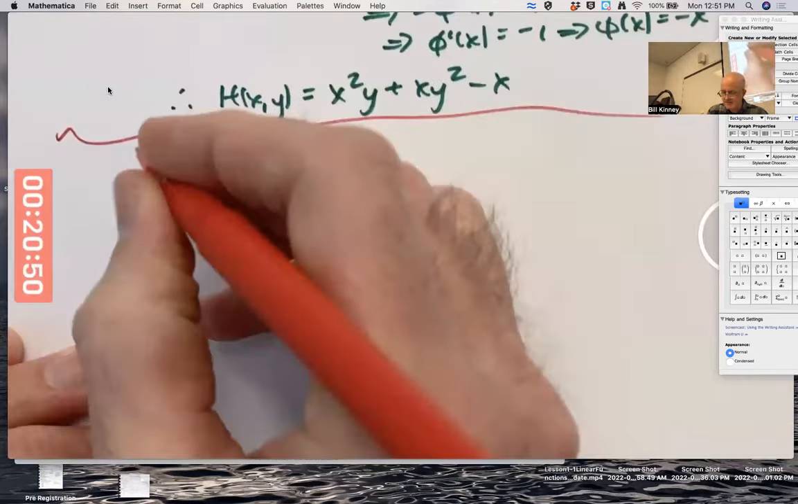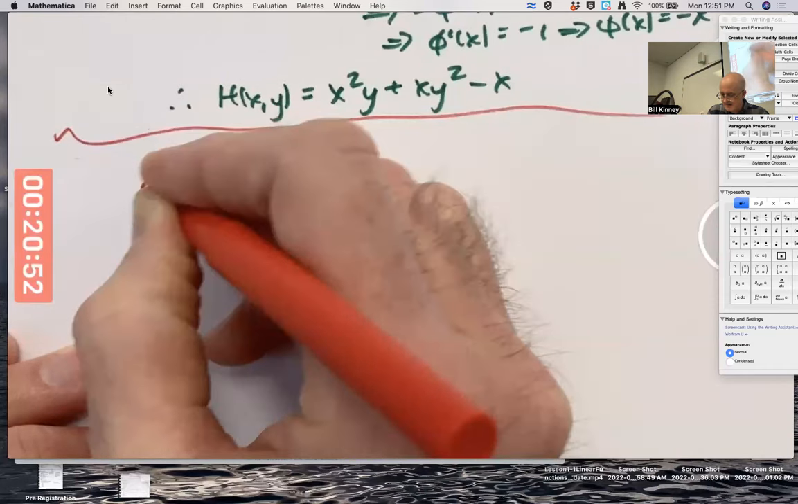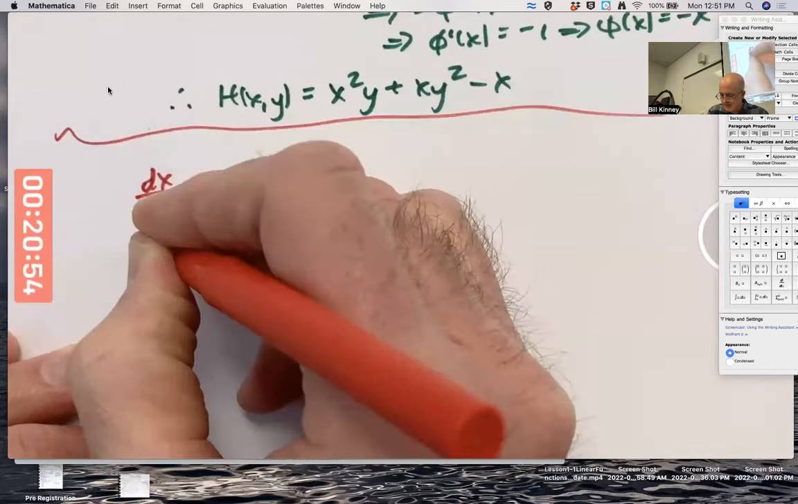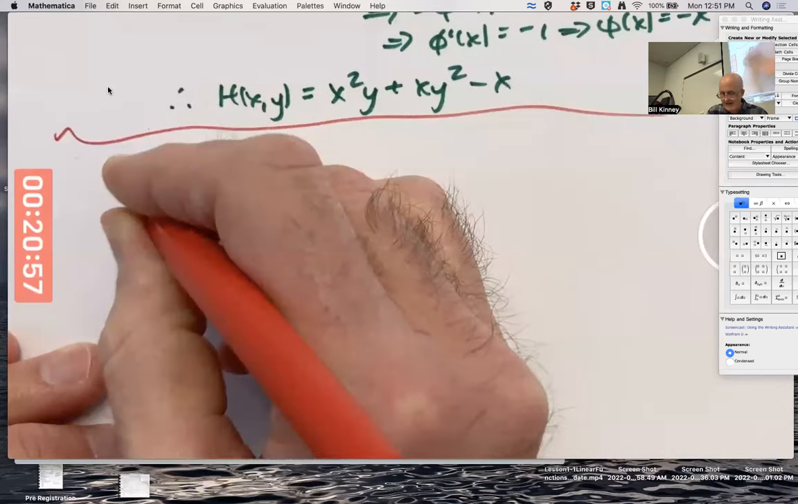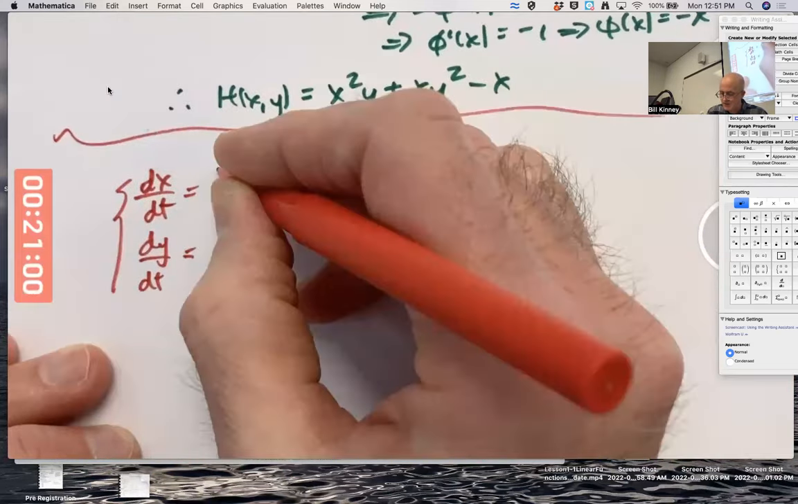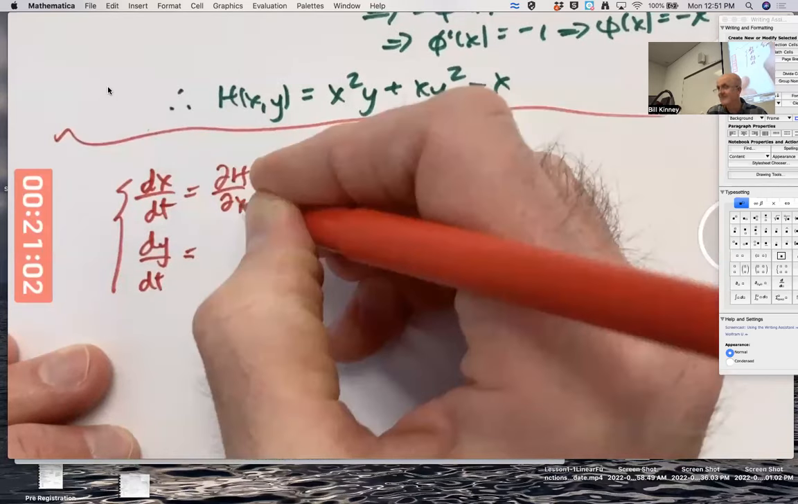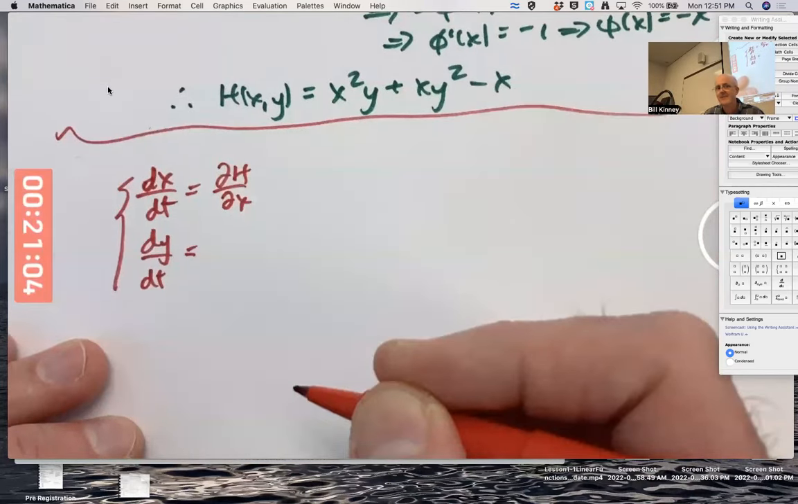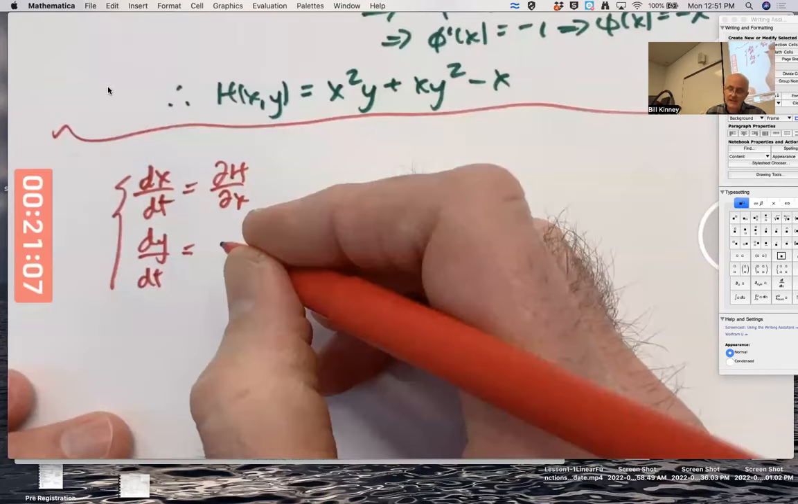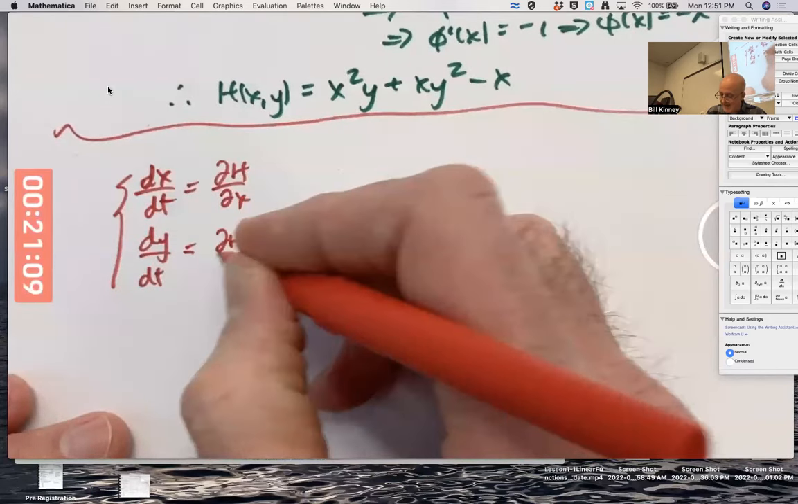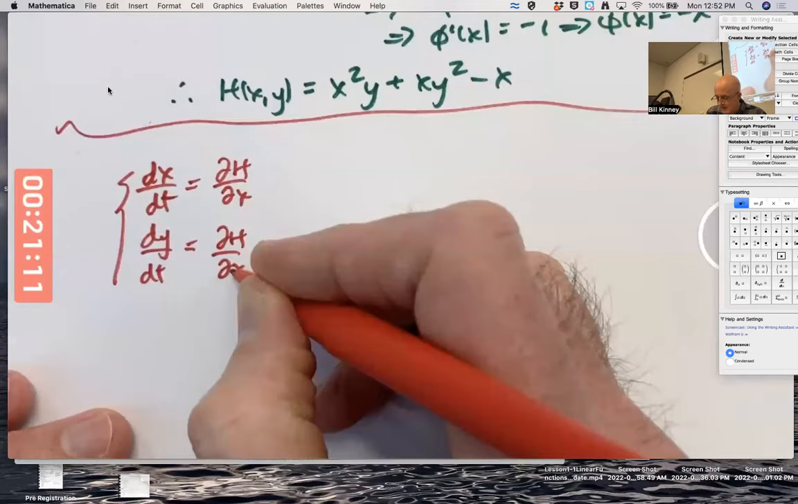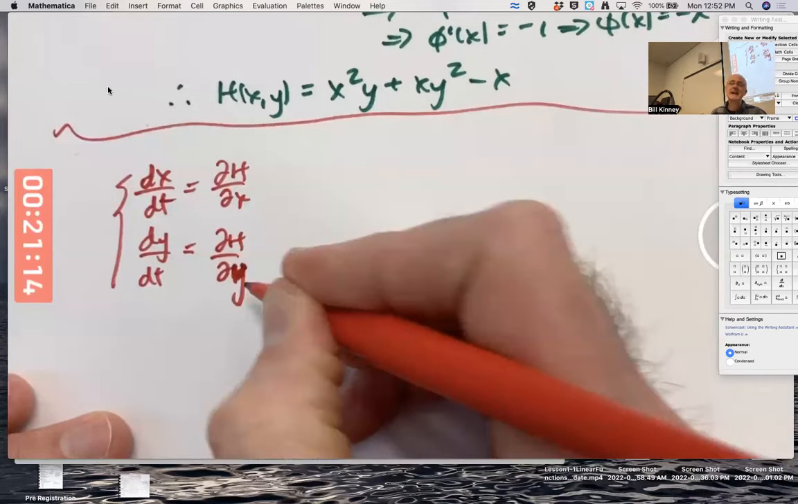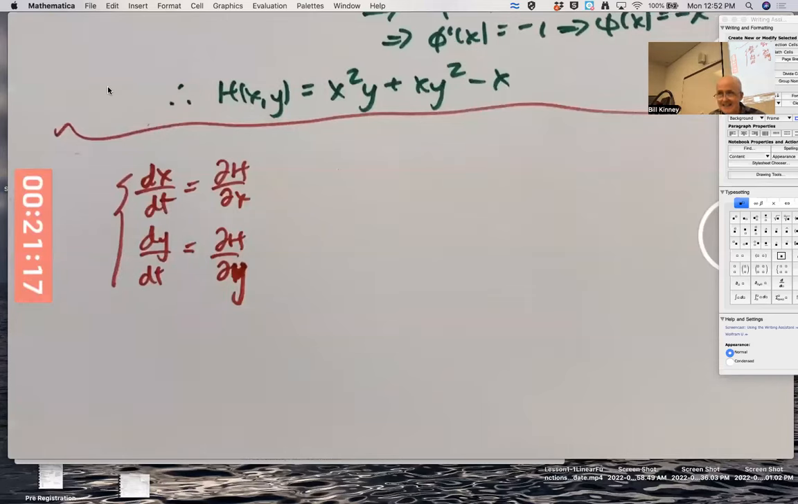If I create a new system, dx/dt, dy/dt, where the right-hand side of the first equation is the partial of H with respect to x, not y. And the right-hand side of the dy/dt equation is the partial of H with respect to y, not the negative, oops, typo there, not the negative of the partial with respect to x. So this is not a Hamiltonian system anymore. It's still the same right-hand side functions, they're just swapped.